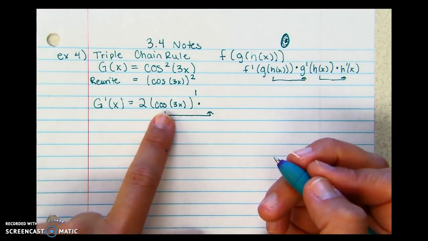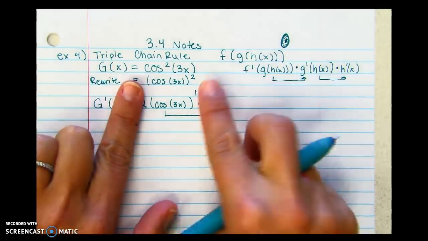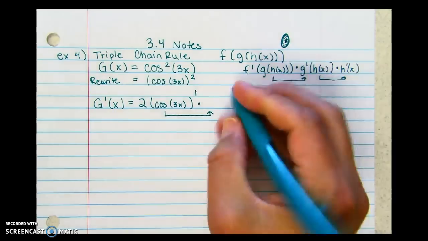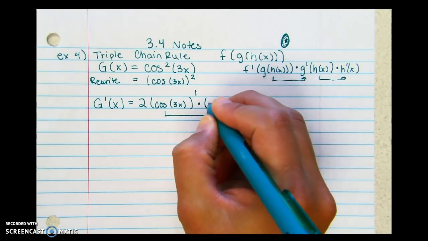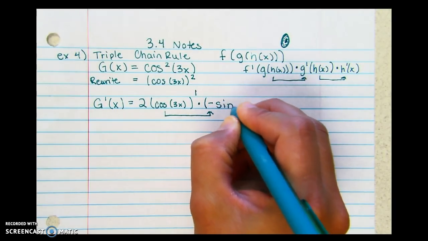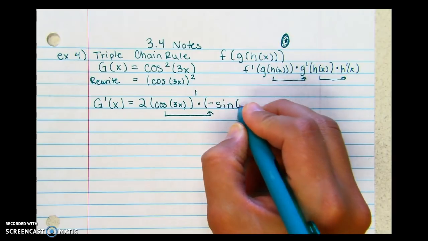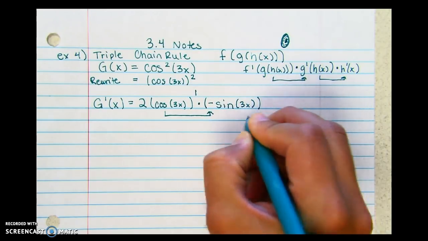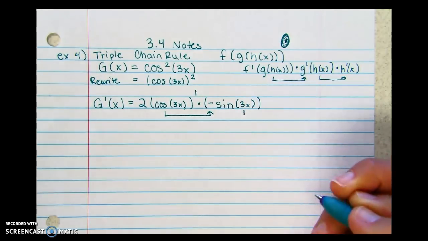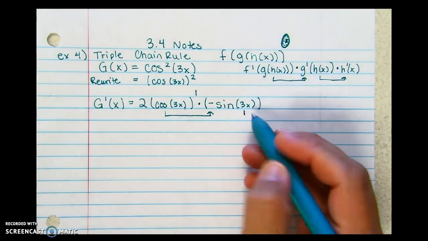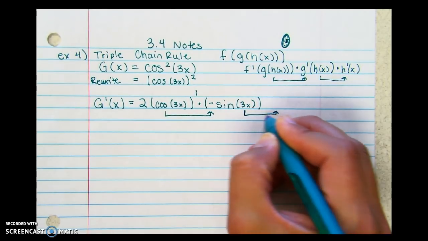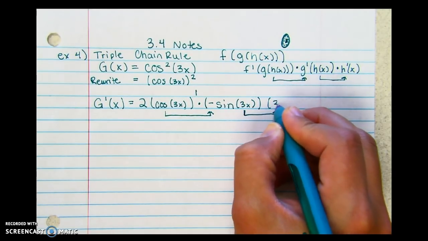So now we're looking at the cosine of 3x. Pretend all of that has gone away. What's the derivative of the cosine of 3x? Derivative of cosine is negative sine. And because it's 3x, the inside stays the same. When you're using the chain rule, the inside stays the same. So there's our inside. Now we need to multiply by the derivative of 3x, and the derivative of 3x is 3.